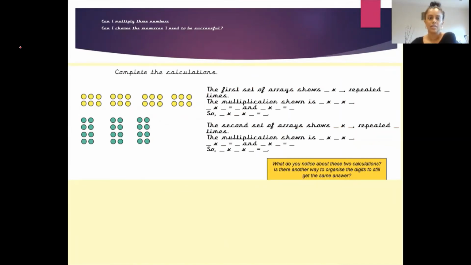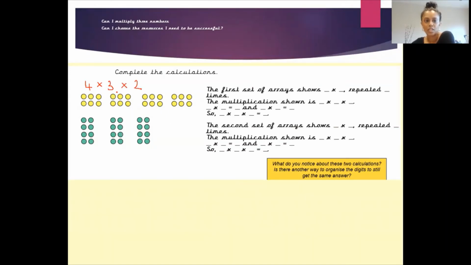Okay, over here, let's have a look at the yellow arrays. How many arrays do I have? So I've got 1, 2, 3, 4. I've got 4 arrays, so I know I'm timesing something by 4, so I could write 4 times, let's see how many are going across. 1, 2, 3. So 4 times 3. And how many are going down? 1, 2. Times 2. So I could work this out any way I like.